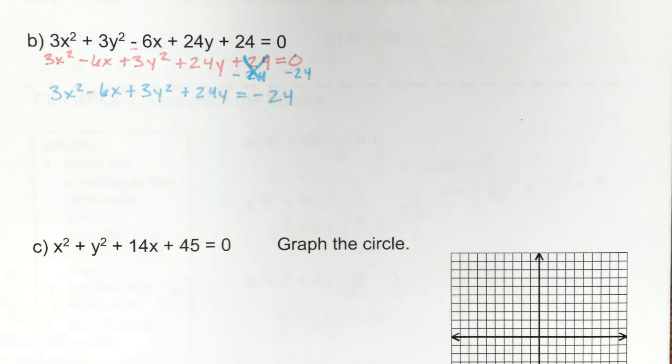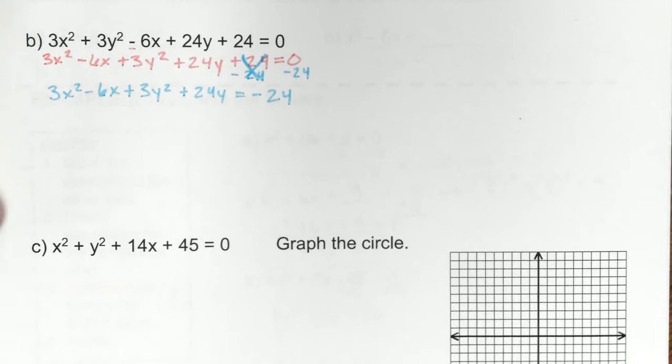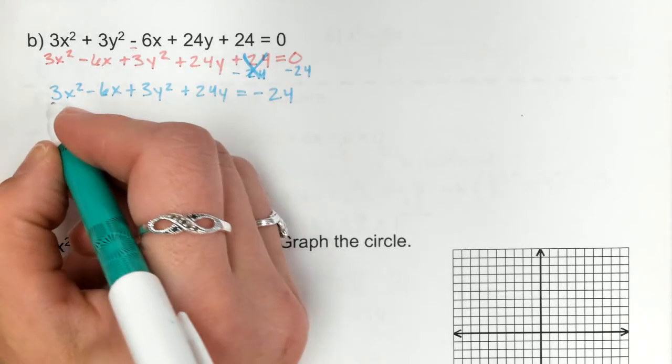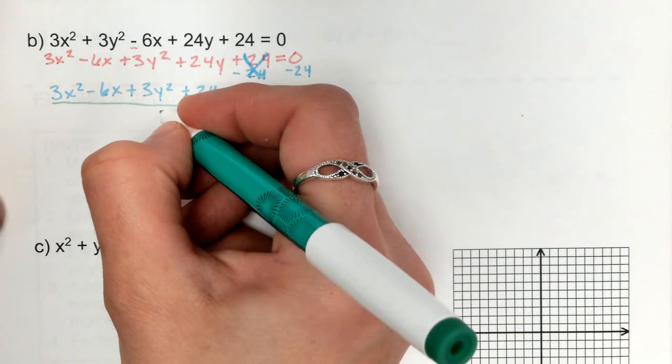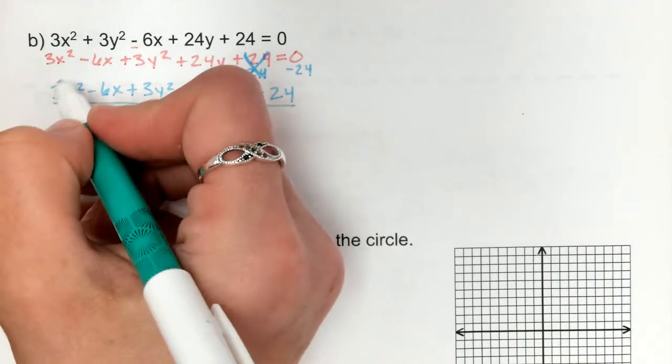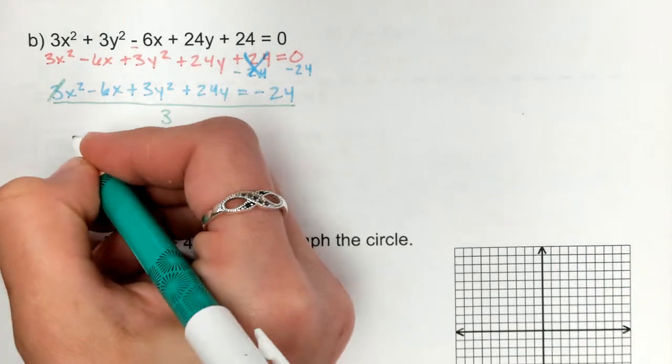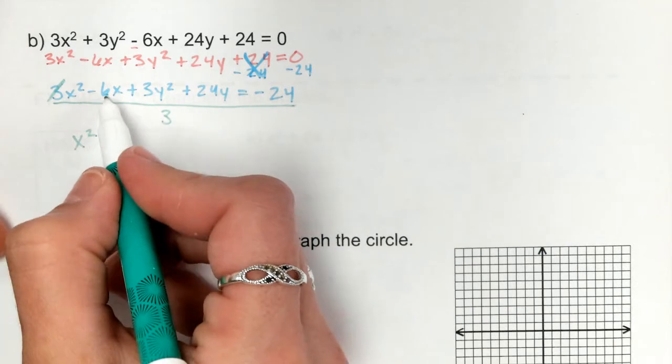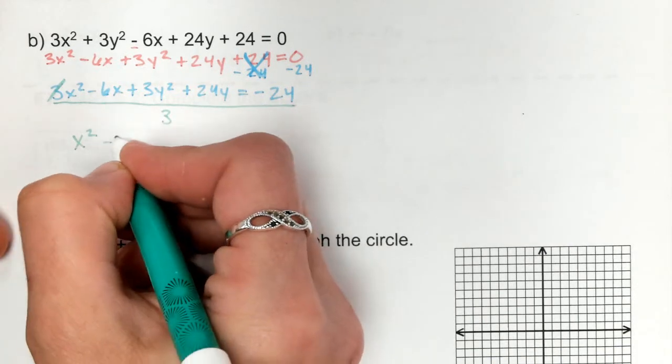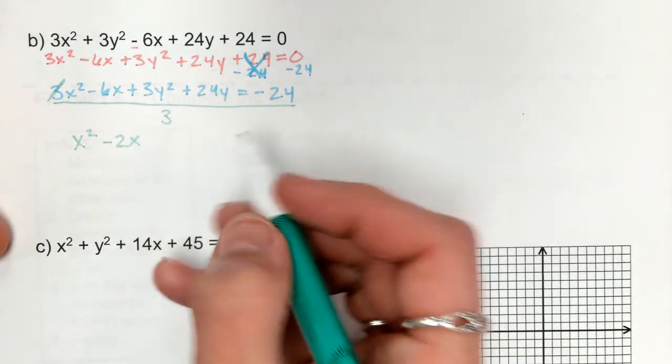Now we need to notice that coefficient. We have coefficients in front of the x and y. They're both the same, so this makes it very, very easy. So all we have to do here is divide everything by that 3. So this is going to cancel this 3, giving me an x squared. Negative 6 divided by 3 will give me a negative 2x.